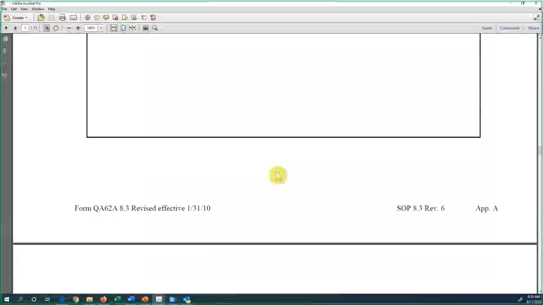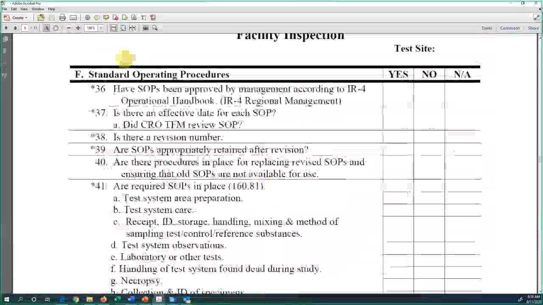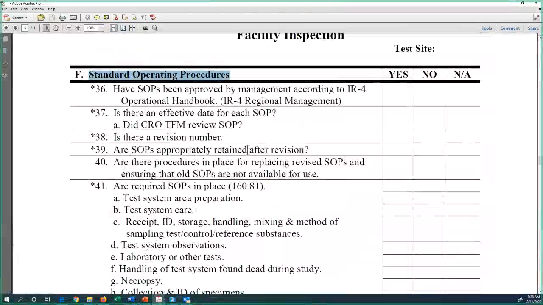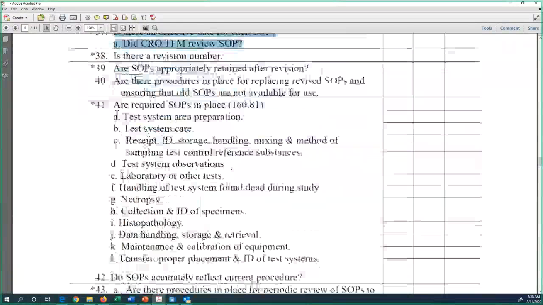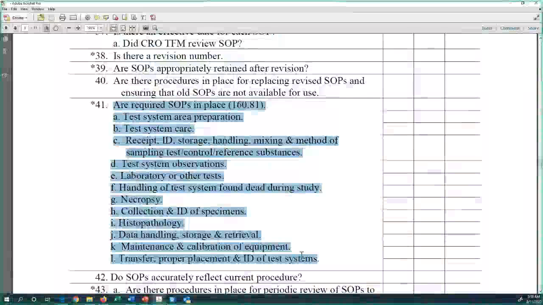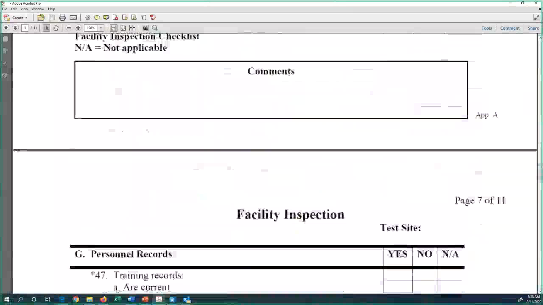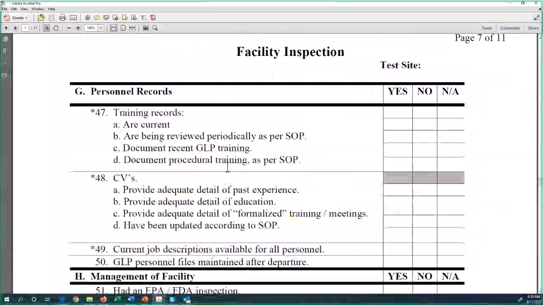Let's quickly go through that. There are a lot of SOP details about how you do the work, the SOPs in place. The next is personnel records. Personnel records typically are your CV, your job description, and your training. The rest of them should not be there. So it's training records.